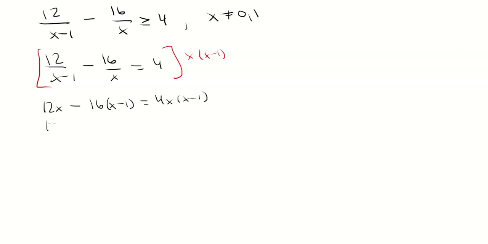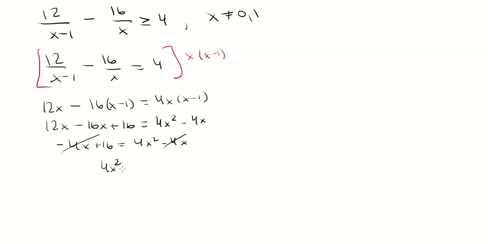Now I'm going to distribute. We have minus 16x plus 16 equals 4x squared minus 4x. 12x minus 16x is negative 4x, plus 16 equals 4x squared minus 4x. We're going to move everything to the right, so we'll add 4x to both sides, which means the 4x cancel. And then actually we'll leave the 16 where it's at. So x squared is equal to 4, so x is equal to plus or minus 2.